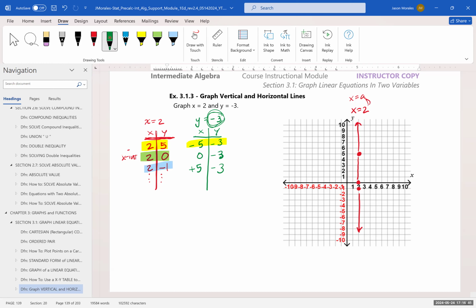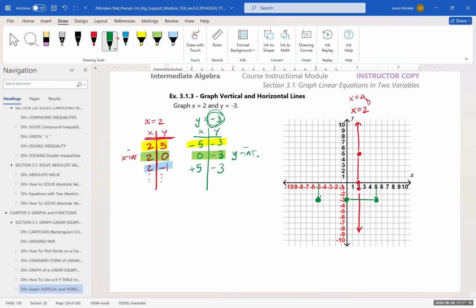So now we can plot each of these points. So (negative 5, negative 3): negative 5 on the x, negative 3 on the y. If we pick 0 for x, we get negative 3 for the y. That, by the way, is our y-intercept. And 5 on the x, negative 3 on the y is right there.